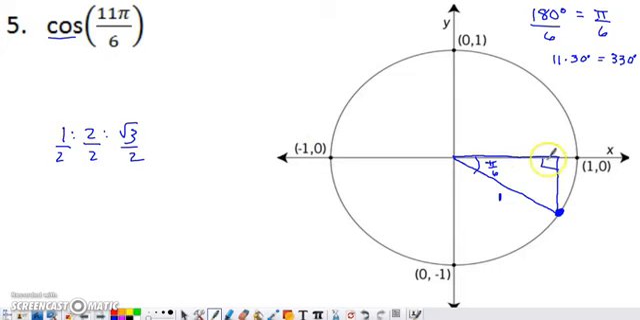So the longest leg on this triangle is once again going to be square root of 3 over 2, and then this leg is going to be 1/2. And what we wanted is the cosine of this angle that we sit at right there. Well, this length across the x-axis is really the x-coordinate of the point that we sit at right here, and that's also going to be equivalent to cosine of the angle we've plotted.